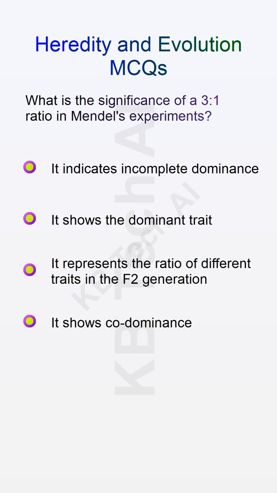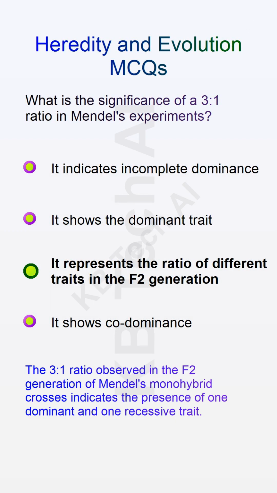What is the significance of a 3:1 ratio in Mendel's experiments? Option 1, it indicates incomplete dominance. Option 2, it shows the dominant trait. Option 3, it represents the ratio of different traits in the F2 generation. Option 4, it shows co-dominance. The answer is option 3, it represents the ratio of different traits in the F2 generation.